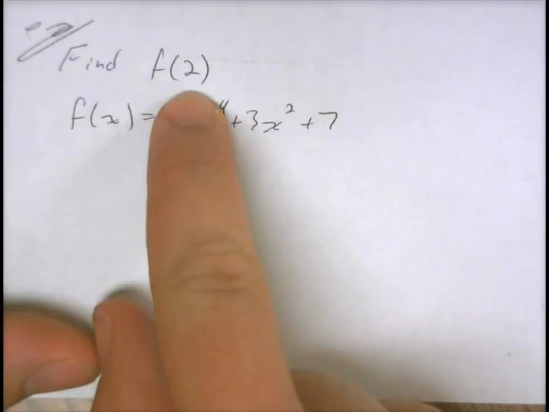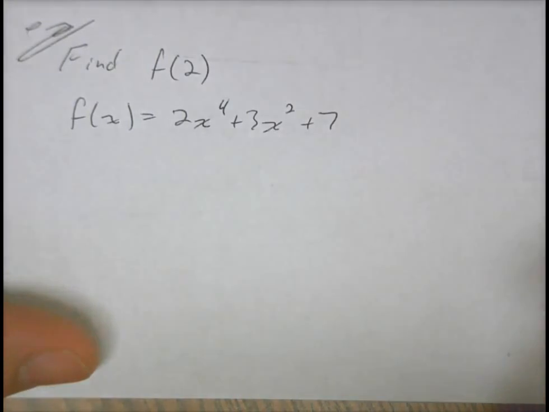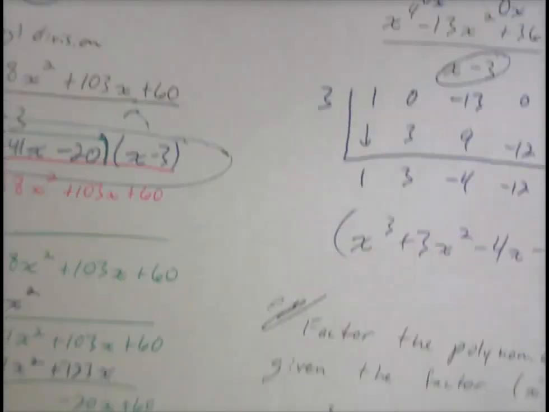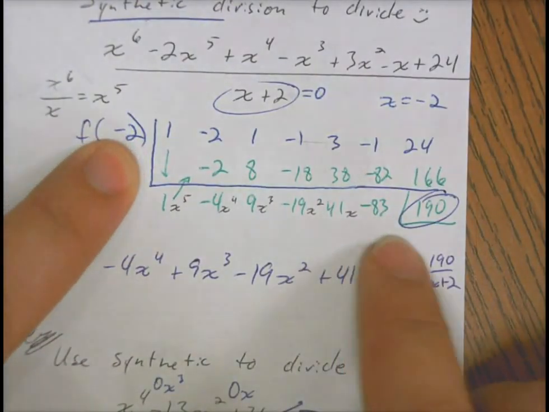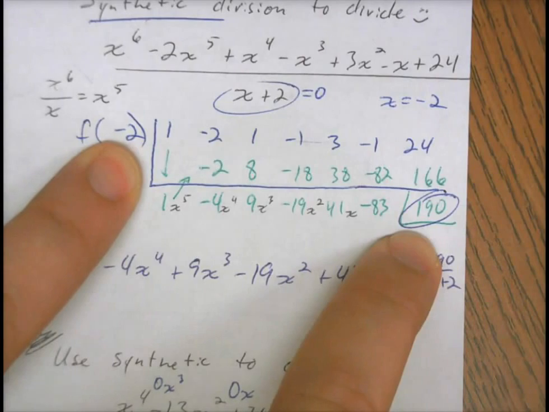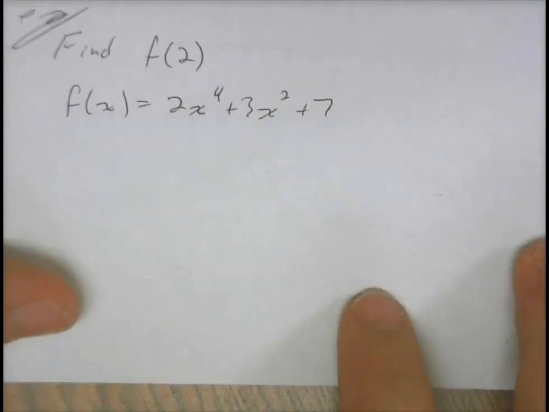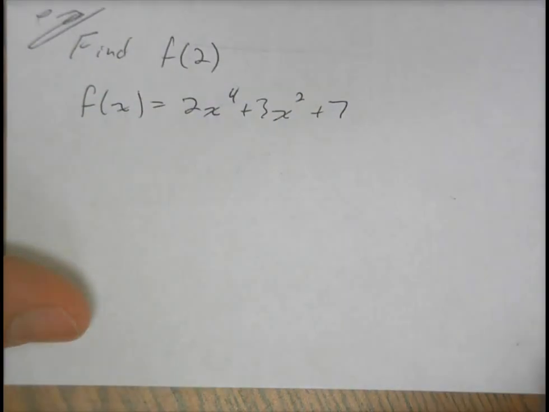You can plug in 2 into the x's. Yes, you can get the function value. It goes a lot faster with synthetic, just like when I showed you this one. If you're given your x value, whatever your remainder comes out to be, that is what it is at that point. So just doing the same thing, setting up synthetic.